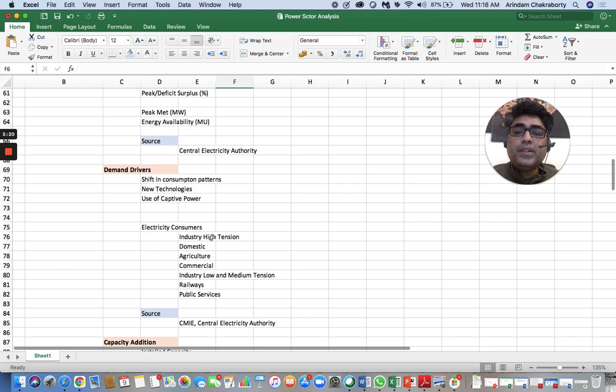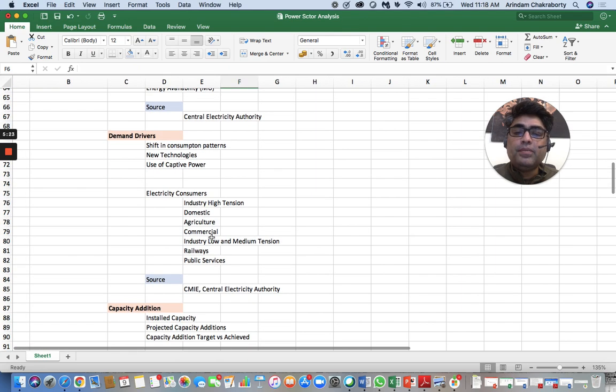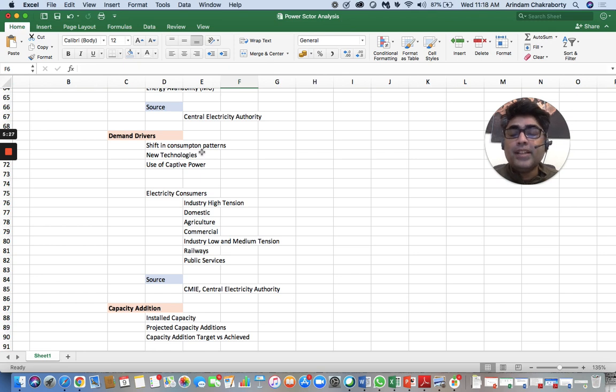Then we need to understand what the demand drivers are, right? Whether it is a shift in consumption patterns, and if there is a shift, why that shift has taken place, the new technologies that have come up, use of captive power, right? So we need to understand the demand drivers in this particular industry, then who the electricity consumers are, right? And what level of consumption they are undertaking. The consumers may be industry, high tension, or domestic, or agriculture, or commercial, or industry, low and medium tension, railways, public services.